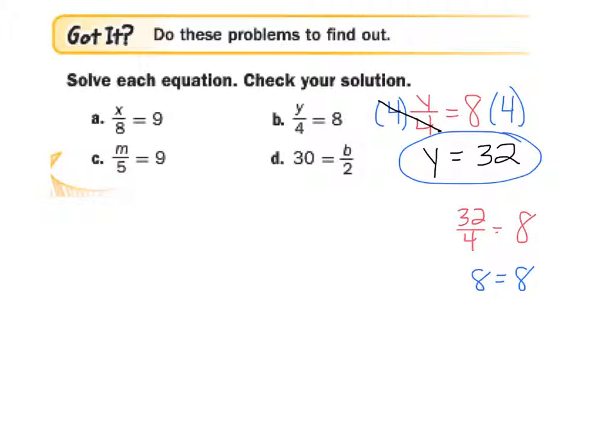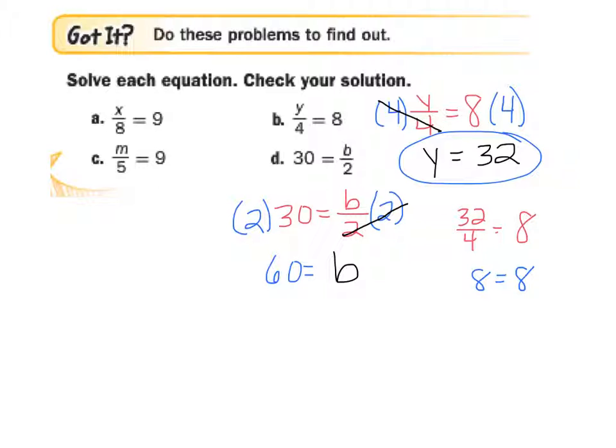I see, let's rewrite it. 30 is equal to b divided by 2. The 2 is attached to the b with division, so we're going to multiply by 2 on both sides. So 2 times 30 is 60. Divide by 2 and then multiply by 2, they cancel out, and we get b.